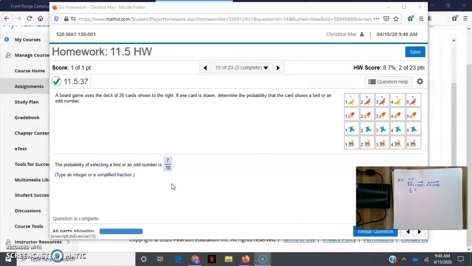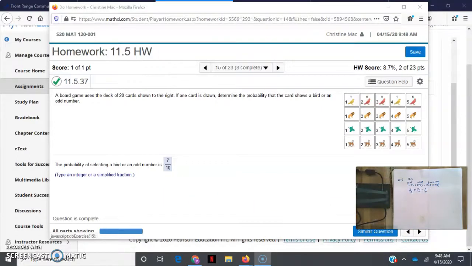Then the odd cards are 1, 3, and 5. We have 4 of each of those, so we'll have 12 out of 20. Minus the probability that it's a bird that's also odd. So we have a 1, 3, and 5 that are birds, so 3 out of 20.